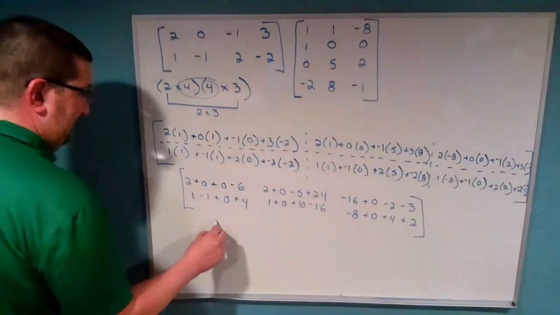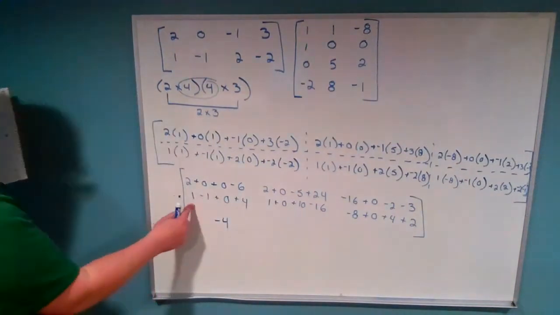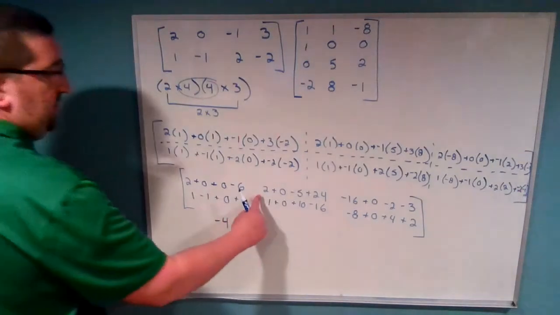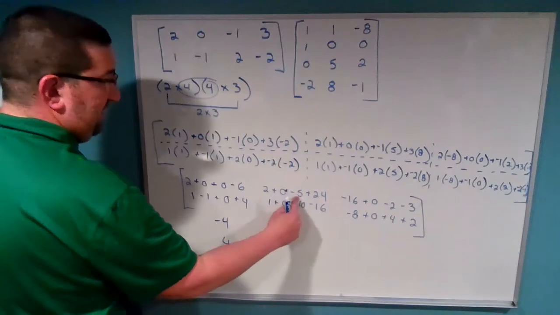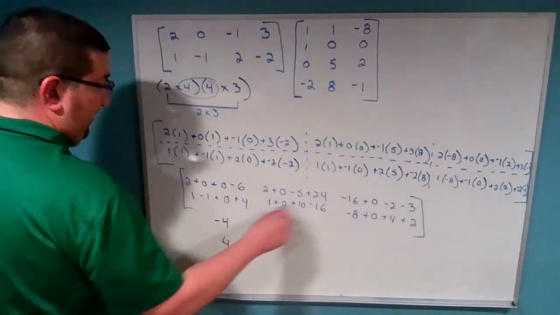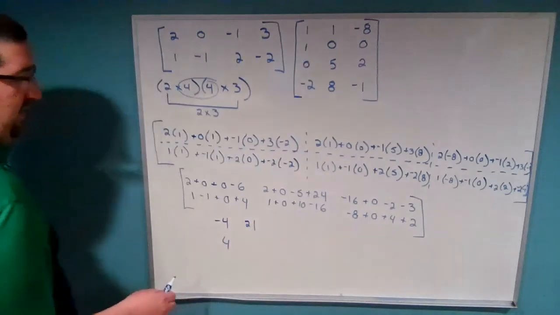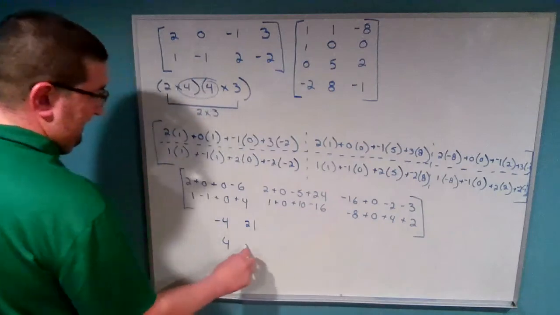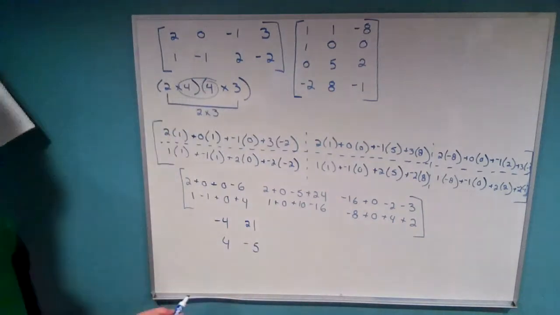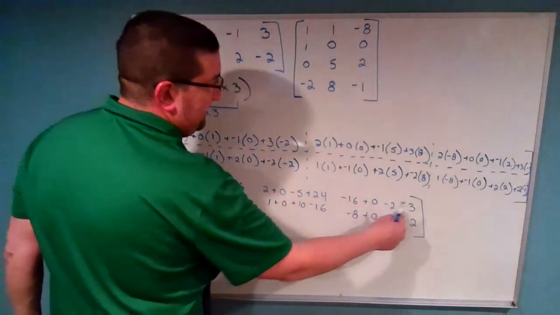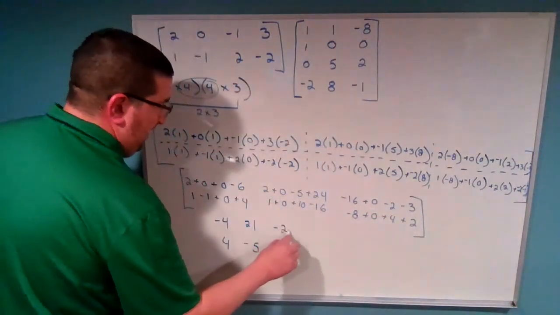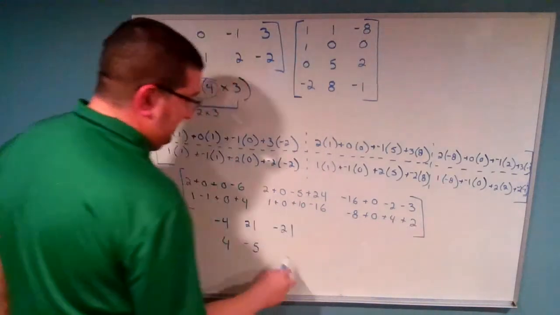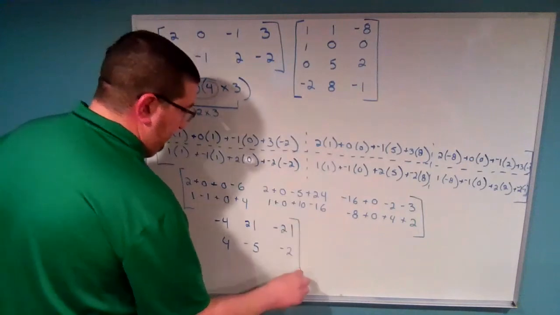So 2 minus 6 is negative 4. 1 minus 1 is 0, plus 0 plus 4 is 4. 2 plus 0 is 2, minus 5 is negative 3, plus 24 is 21. And 1 plus 10 is 11. 11 minus 16 is negative 5. Negative 16 minus 2 minus 3 is negative 21. And negative 8 plus 4 plus 2 is negative 2.